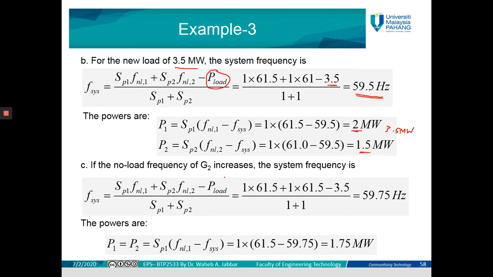Its new frequency was 61 hertz, but it becomes 61.5 now. So now this is 61.5, and this one is 61.5 as it exists. So the system frequency in this case will be 57.75 instead of 59.5. Now you can see, since the frequencies are the same, which is 61.5, the load will be the same. P1 will equal P2 because the frequencies are equal. So each generator will carry 1.75 megawatt.